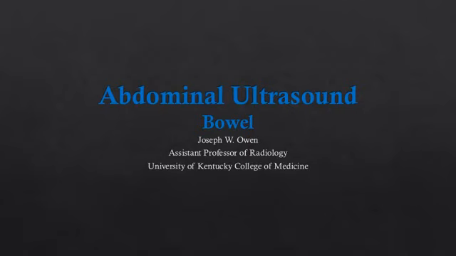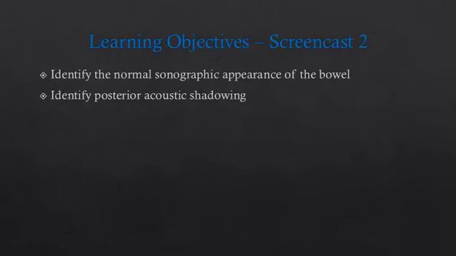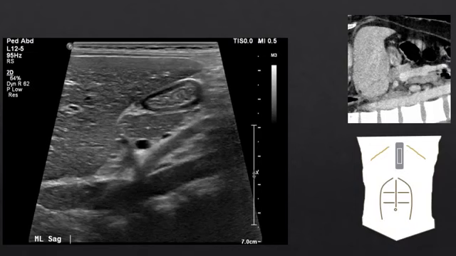Welcome to the second screencast related to abdominal ultrasound. In this short screencast, we will cover the appearance of the bowel. At the end of this screencast, you should be able to identify the normal sonographic appearance of the bowel and identify posterior acoustic shadowing related to gas within the bowel.